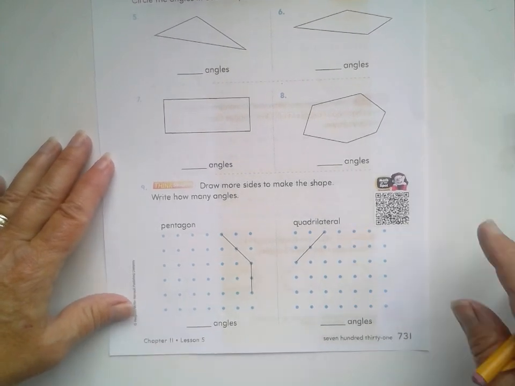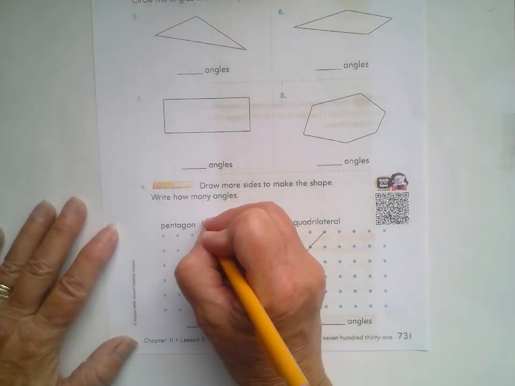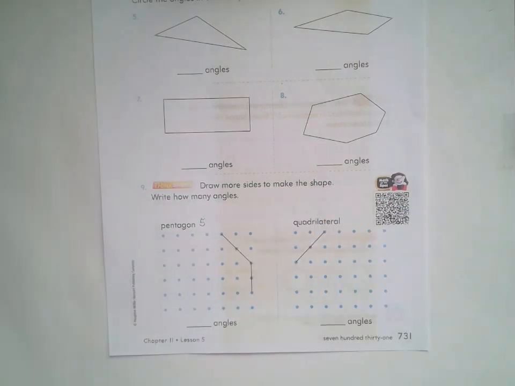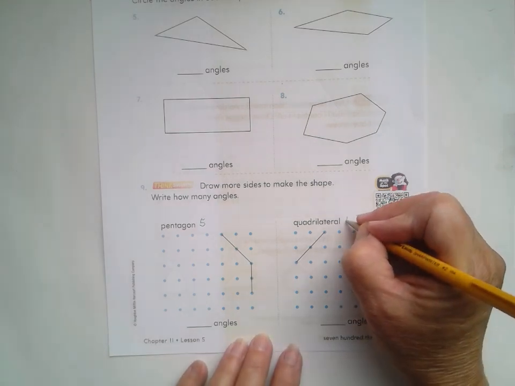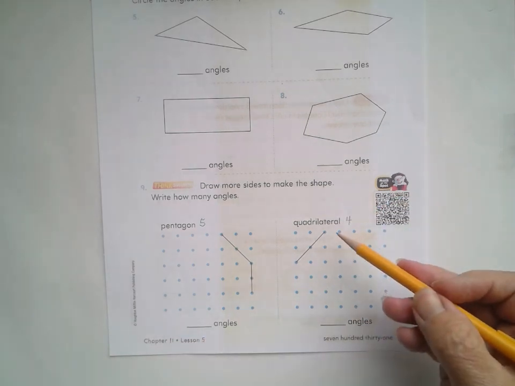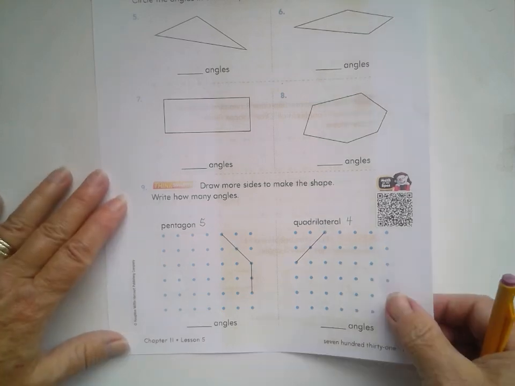Number 9 says draw more sides to make the shape. How many angles? A pentagon is what they want you to make. Right now you just have 2 lines. That's not a shape. A shape needs to be closed in. So we know that a pentagon has 5 sides. So you need to draw more sides and then tell how many angles there are. And a quadrilateral has 4 sides. And there's only 1 side here. So you need to go ahead and add more sides to make a quadrilateral, and then you'll tell how many angles there are. Turn your paper over.